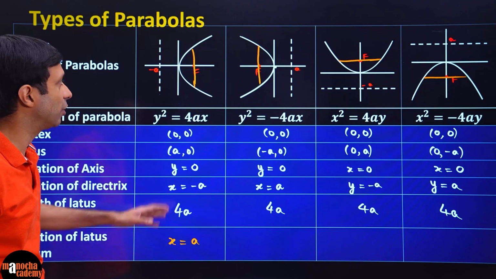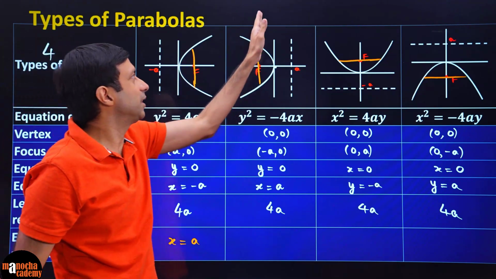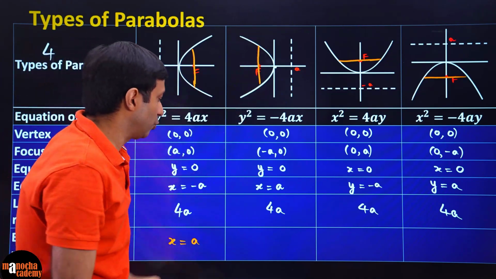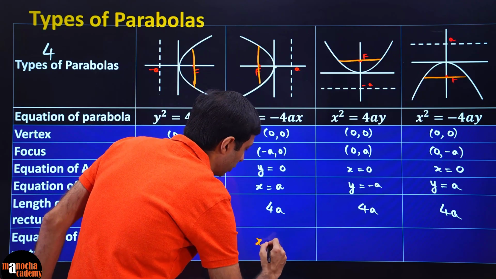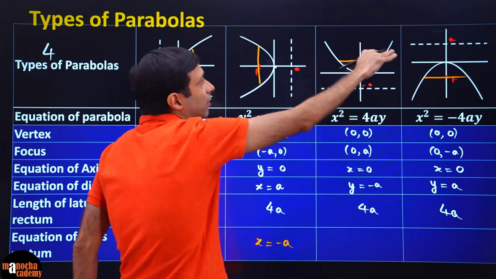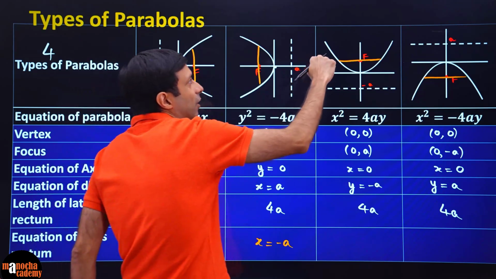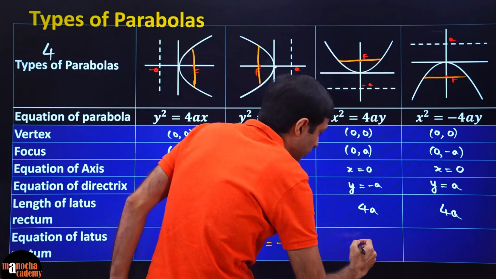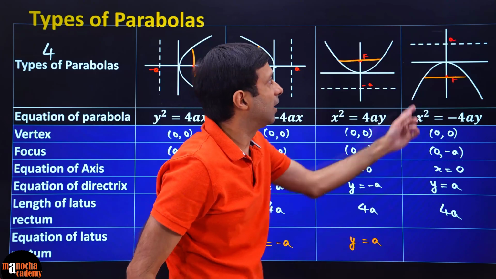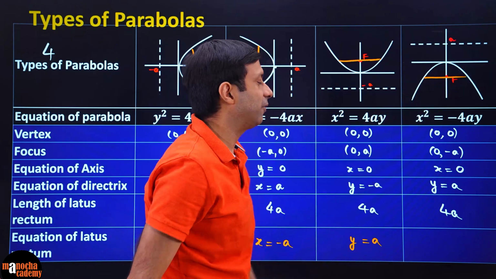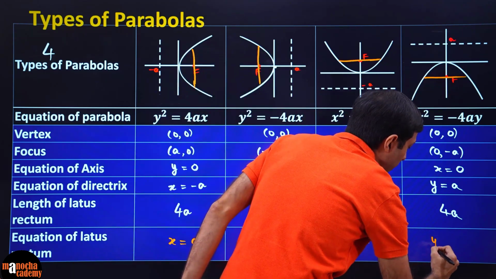So this will be the equation of this line, right? Here it is passing this way. So it's passing through minus a. x equal to minus a. Here it's passing, right, with a constant y value. So the latus rectum will be y equal to a. And the last one will be, it's on the negative y side. So y equal to minus a.